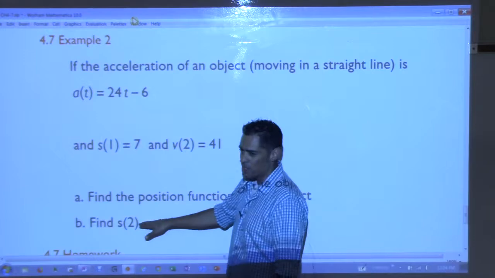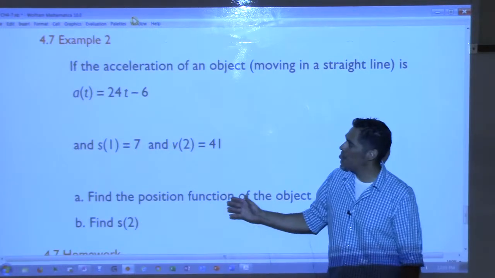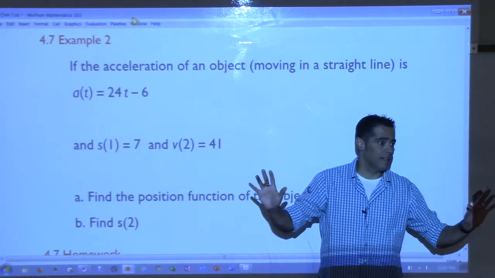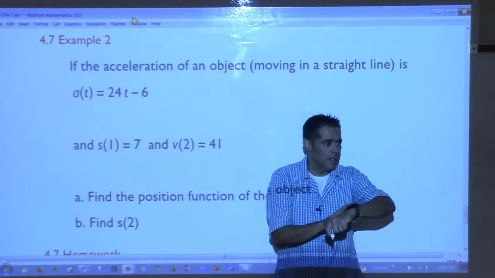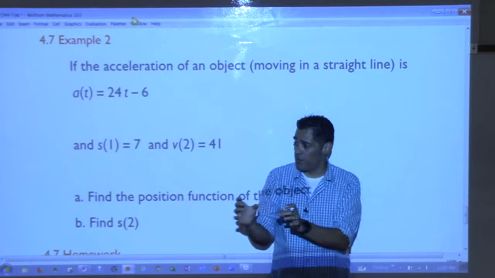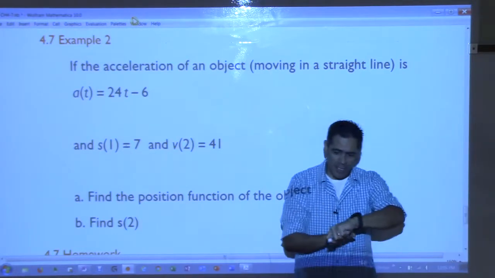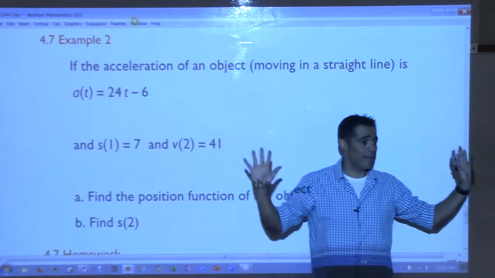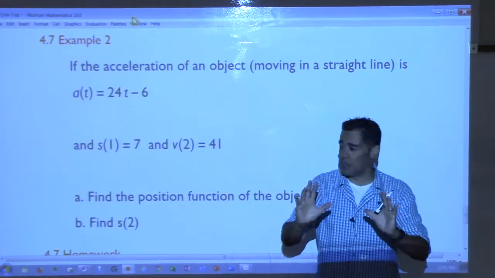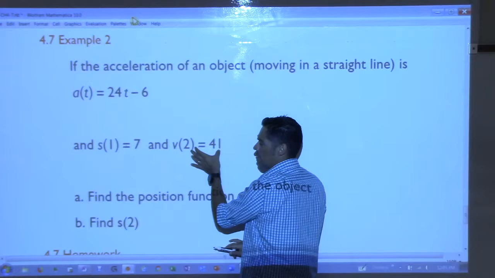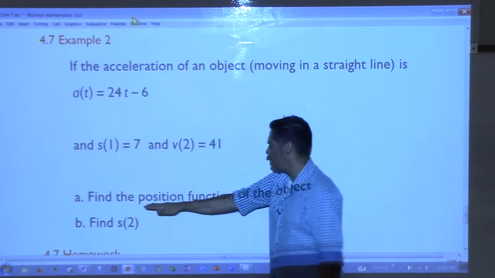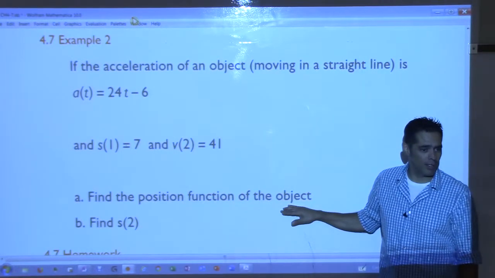All right, so let me try and explain what this is all saying. Right now, all we're saying is that we know the acceleration of an object. You just tell me the time, I'll tell you the acceleration. That's all we have. And from that information and these two pieces of information, I should be able to recover the position function at every point in time.